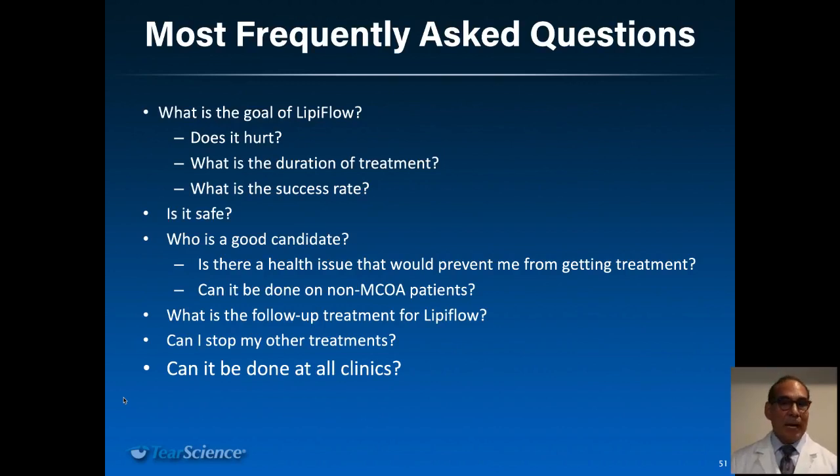How long does the treatment last? Typically, there was a follow-up study to the original FDA study group, and what they found was after 3 years, 85% of the people did not need another treatment. Now, in our experience here, we're finding about the same. Somewhere between 3 to 5 years, a patient may need another treatment, but many don't.